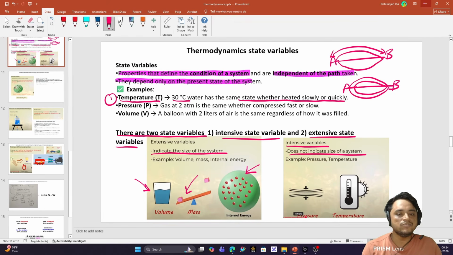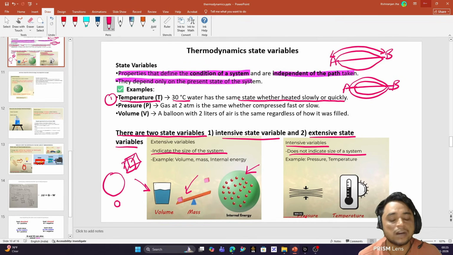So from volume we can say that the system is big or small. If something has a large volume, it is big. If something has a small volume, it is small, right? Similarly, if something is more heavy, its size might be big, and if something is less heavy, its size might be less. So based on volume and mass, you can get an idea of what an extensive variable is, right?